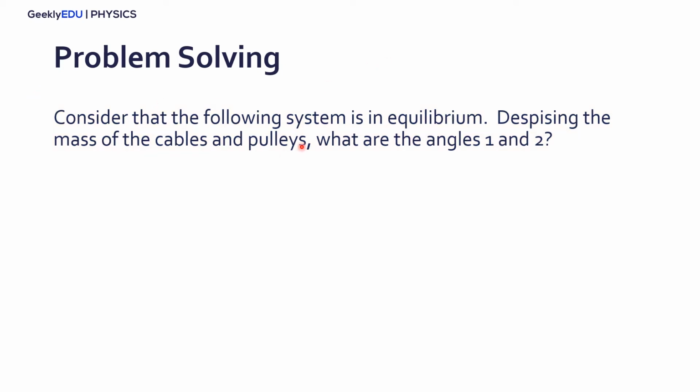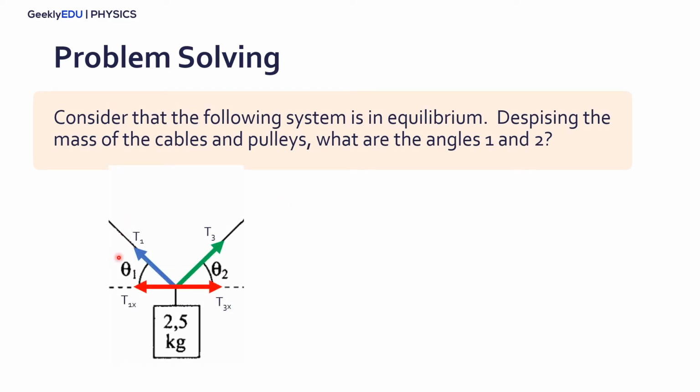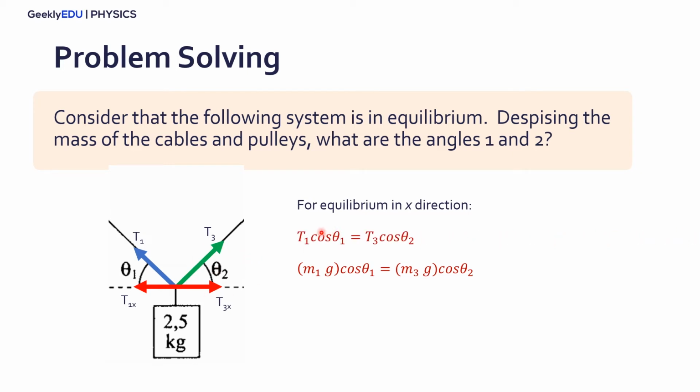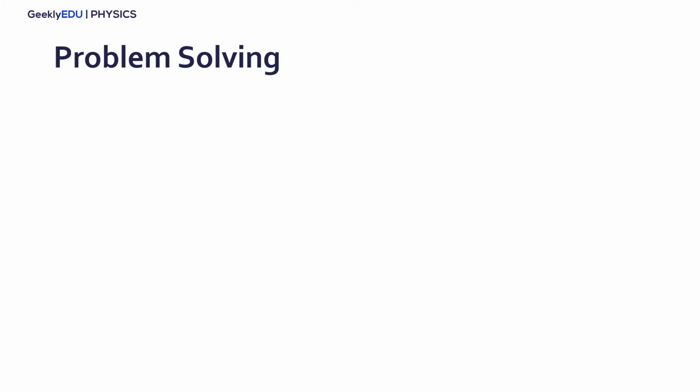Okay, let's go now for equilibrium in the x direction. Because we only have tensions in the x direction in block number 2, let's isolate it. And doing the same thing, we have that T1 cosine of angle 1 equals T3 cosine of angle 2. We also know that the tensions are related with the weight of the block. And then we have equation number 5. Alright, now we have two equations and two unknowns.